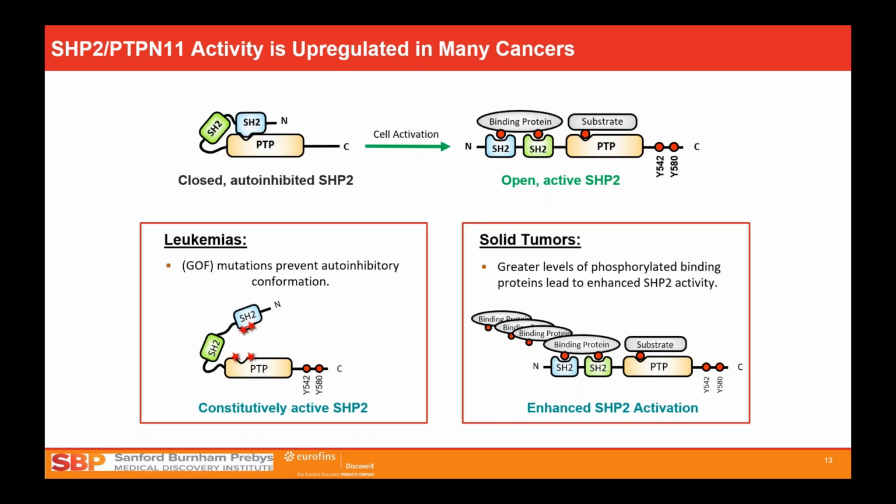In certain leukemias, you can actually have mutants that disrupt this closed auto-inhibited form and leave SHP2 in a constitutively active form. The phosphatase in this form is then actually a driver mutation in some cancers. But there's another mechanism that's also important in cancer. If you have anomalous upregulation of the binding proteins, basically this will also leave SHP2 in an activated state, and this means it will be catalytically active and again help drive cancer.